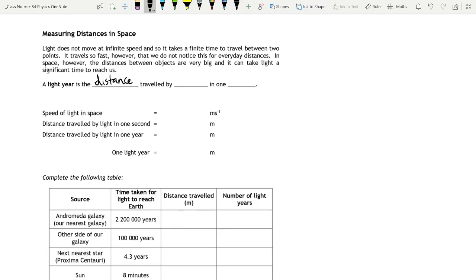By light in 1 year. So don't get confused, because it says light year, it is not a time, it is the distance that light travels in 1 year. So we'll work out what that is. Basically, distance is speed times time. So the speed of light in space, we should know by now, is 3 times 10 to the 8 meters per second.